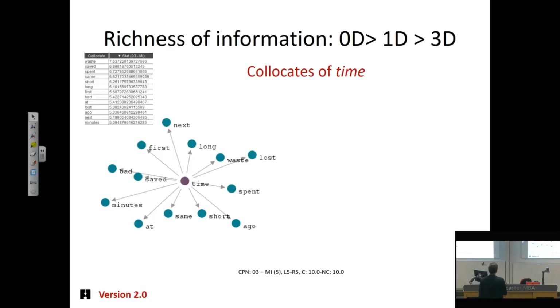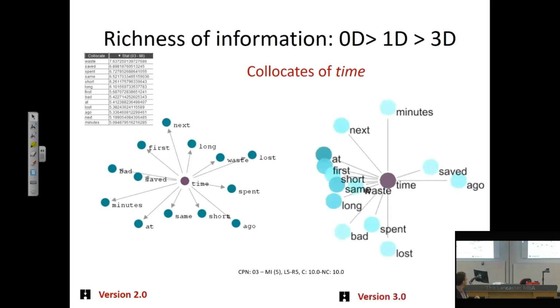However, there was only 1 dimension displayed here. And that's precisely just the strength of the association as measured by a particular statistic, like an MI score, T-score, or log dice. The way the collocates were distributed around in this 2-dimensional space was just purely for ease of display. So there was no reason why next should be here and not here, and so on and so forth.